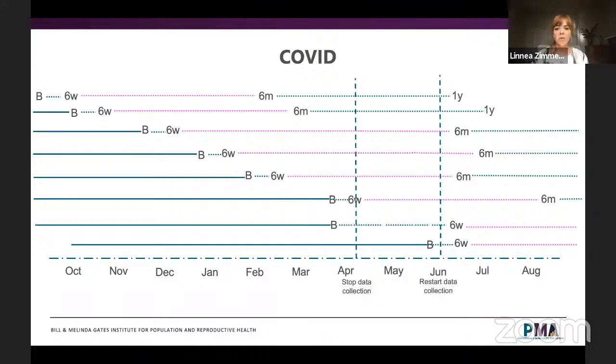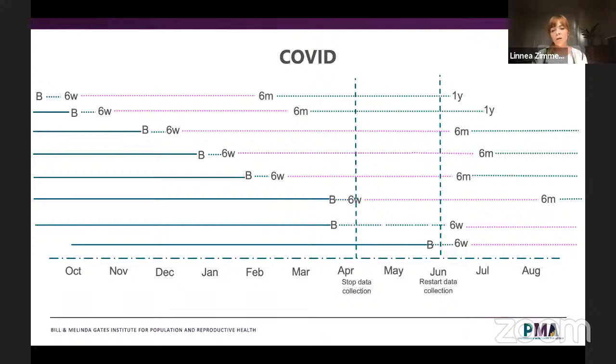And I just want to walk through a little bit the data collection patterns. If you look at the top, these first two rows are women who either had delivered already when we first interviewed them, so they were already postpartum at enrollment, or it was a woman who delivered shortly thereafter. And so both her 6 week and her 6 month interviews were collected before the COVID-19 pandemic.